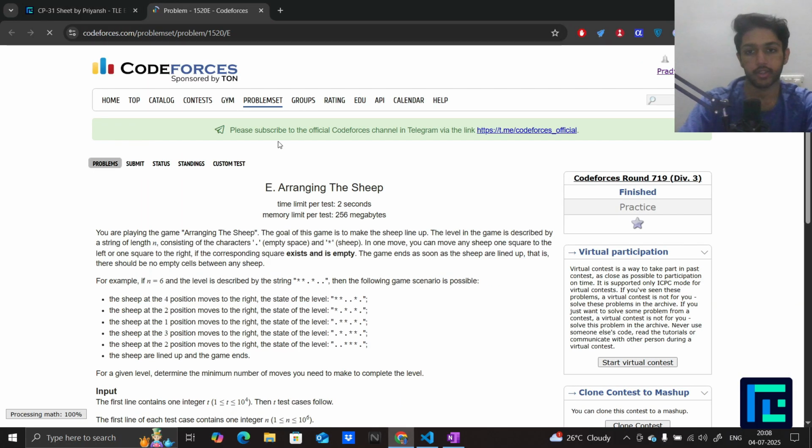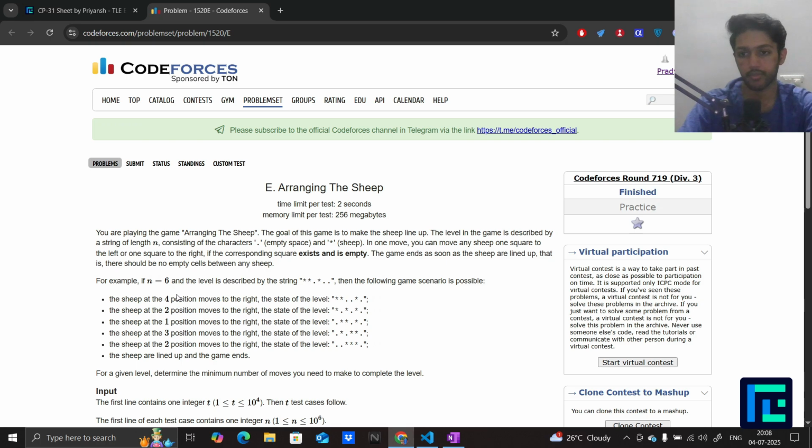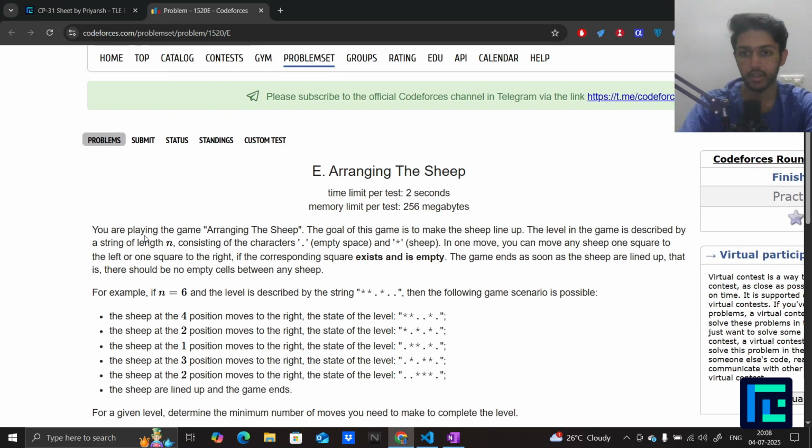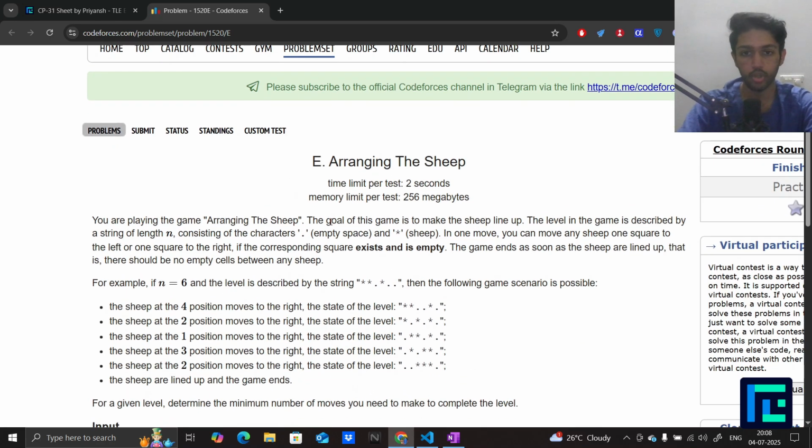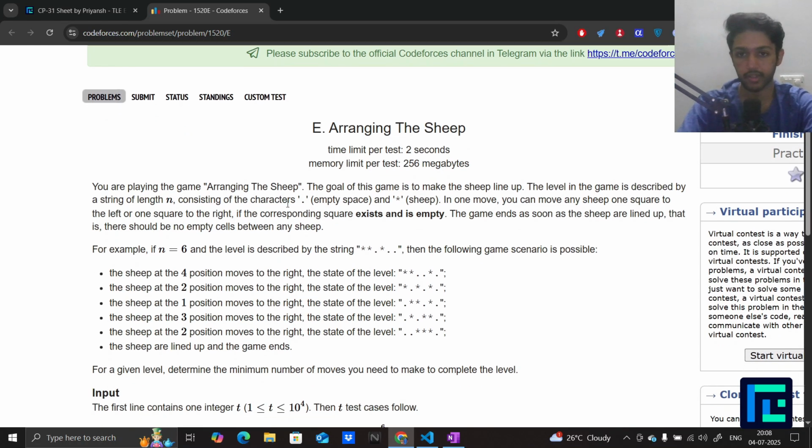Alright, so it is called Arranging the Sheep. You are playing the game Arranging the Sheep. The goal of this game is to make the sheep line up. The level in the game is described by a string of length n consisting of the characters dot, empty space, and star, which is sheep. In one move, you can move any sheep one square to the left or one to the right.